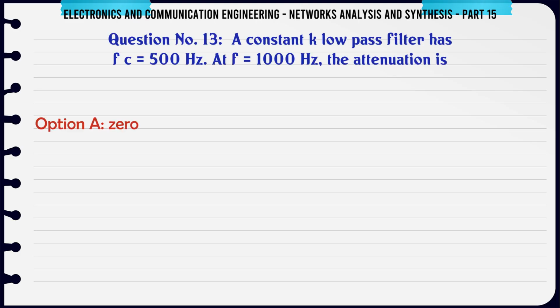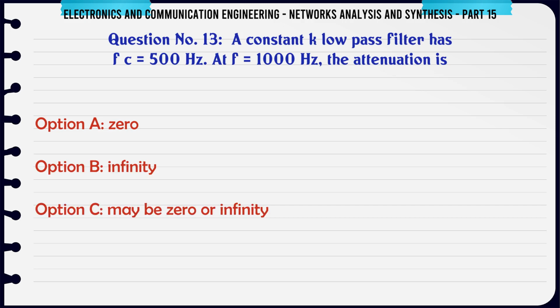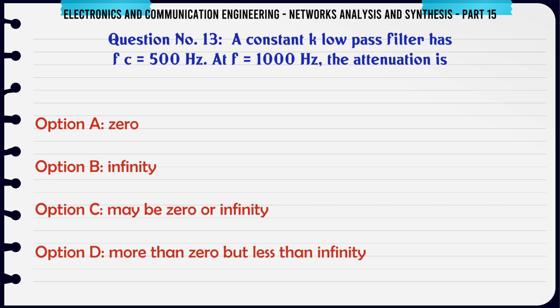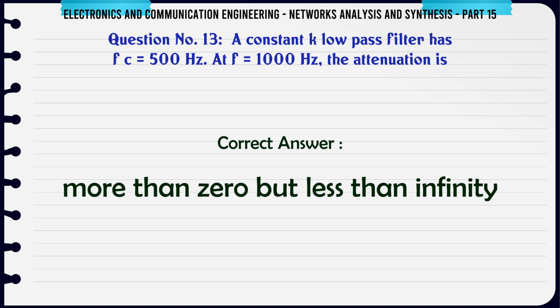A constant K low pass filter has fc 500 Hz. At f 1000 Hz, the attenuation is: A: 0, B: infinity, C: may be 0 or infinity, D: more than 0 but less than infinity. The correct answer is more than 0 but less than infinity.